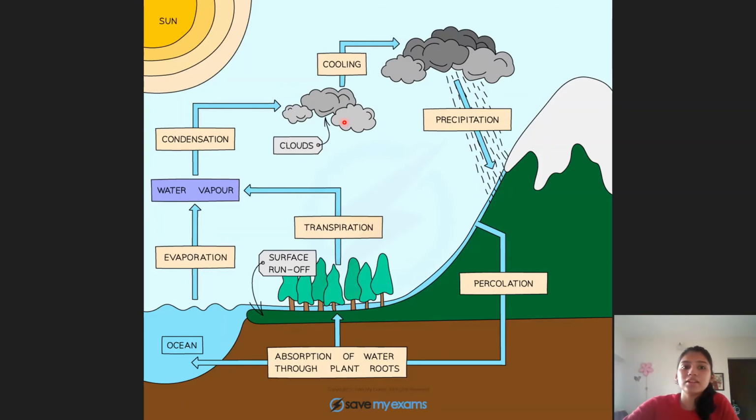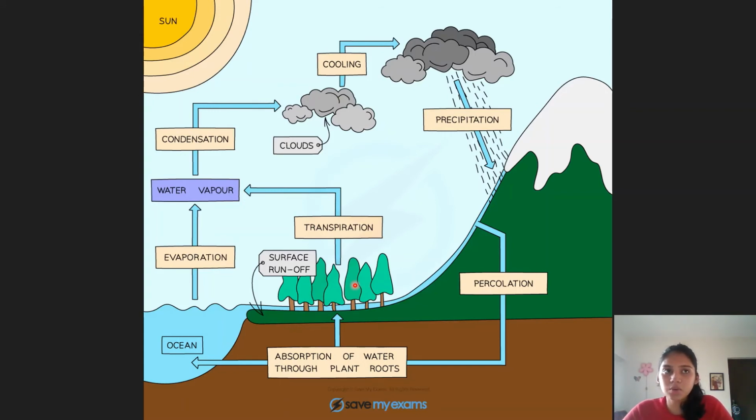You need to know that condensation is when water vapor forms clouds and precipitation is when clouds form rain. You need to know that very well. And then again, water again flows back into oceans. Okay, and then some water is taken in by plants, so that is bioabsorption, and plants transpire.